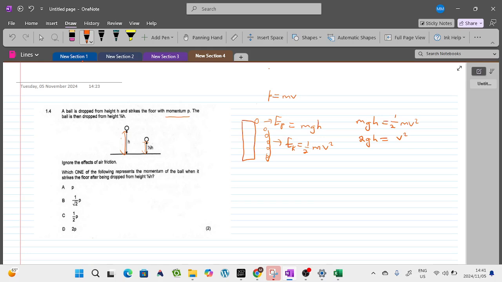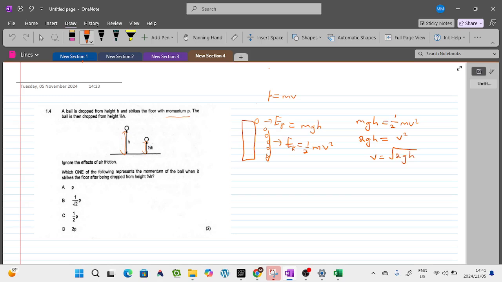So 2 will remain on this side, but 2 will cancel with that half, because when you say 2 times half, this will give you 1. There's no need to write 1. So this is how I remove this half. Now we're solving for v. We have v squared, so we need to take the square root. So v is equal to the square root of 2gh.